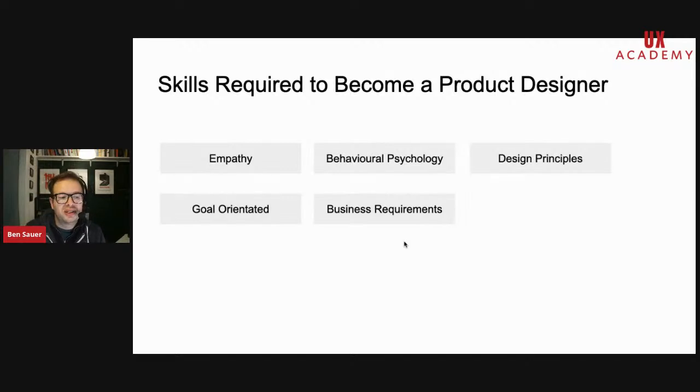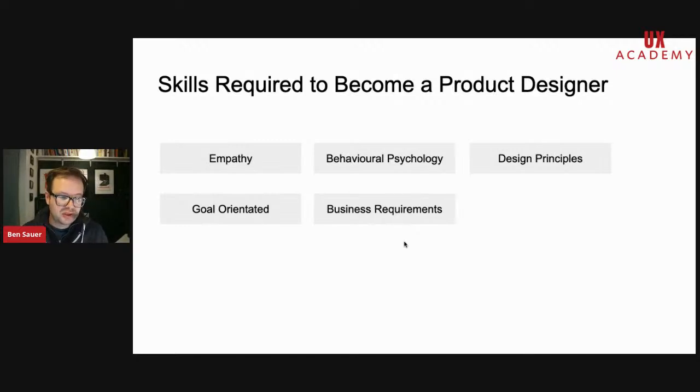So what are the kind of skills you need to become a product designer? Well, a healthy sense of empathy, like really being able to put yourself into somebody else's shoes. Behavioral psychology really, really helps. Understanding what motivates people and what might actually push them forward within a process. The dark side of that is called dark patterns. We won't be teaching those, but you can use a lot of psychology in your product work.